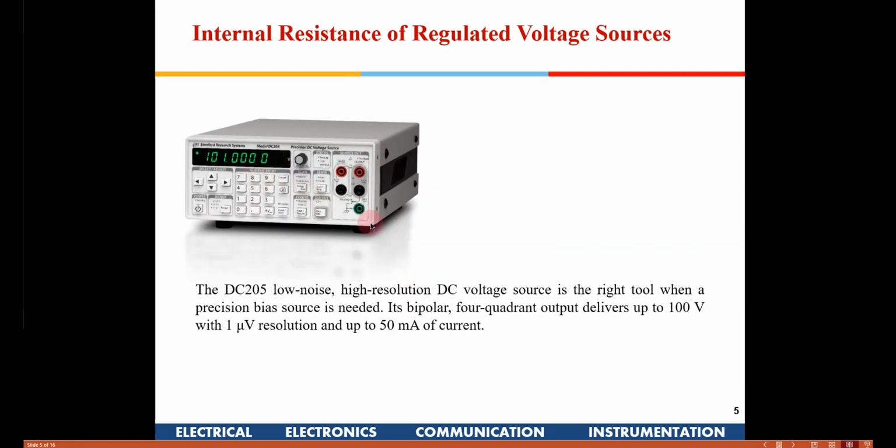Similarly, you will have function generators like this, which can give a DC output voltage. This also can give up to 50 milliamperes of current, but this voltage will remain constant irrespective of the load you connect to it. That is the reason you can assume that these kinds of sources have 0 series resistance. So this is what you need to know about this.